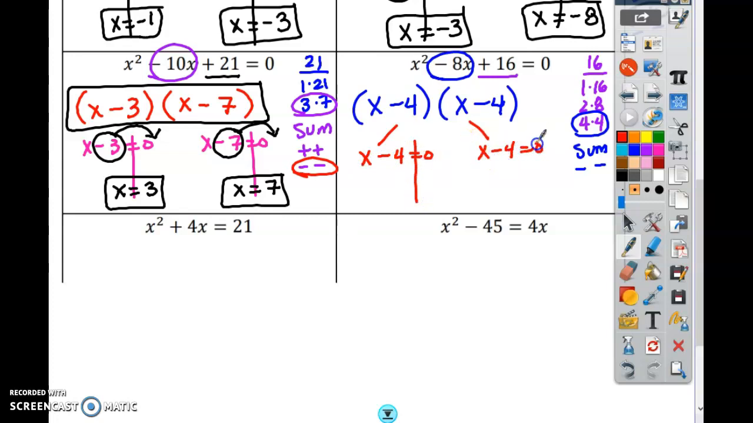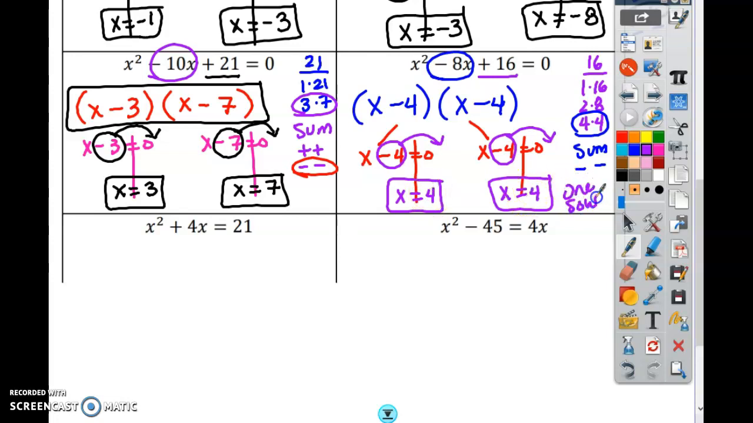X minus 4 equals 0, solve. When you move this over, change the sign, it becomes 4. X equals 4. When you move this over, change the sign, it's 4. X equals 4. How many solutions does it have? How many solutions are there? ¿Cuántas soluciones hay? This is a solution. This is a solution. How many are there? 2? But they're the same. It's one solution, and it's just 4. Okay? When they're both the same, it's just one solution. This one has 2 solutions. One's at 3, one's at 7. This one has one solution.